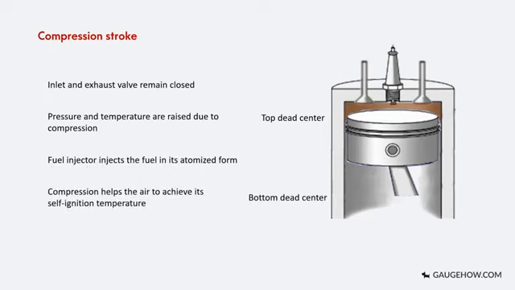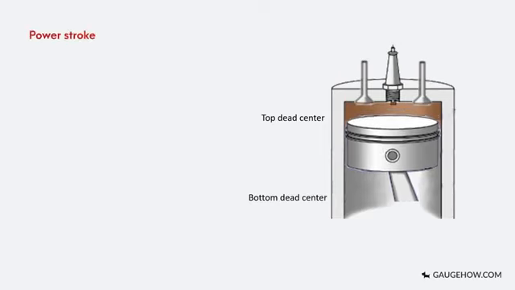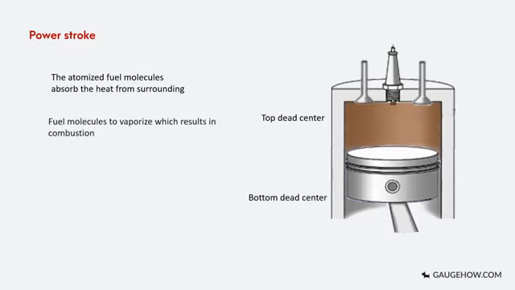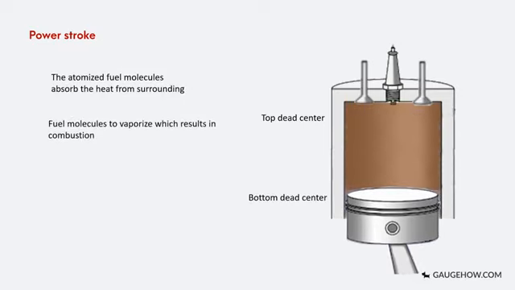After achieving the self-ignition temperature, in the power stroke, the air turns hot and the atomized fuel molecules absorb the heat from the surroundings. This leads the fuel molecules to vaporize, which results in combustion and a large amount of energy is generated. After the fuel injection is complete, the product starts expanding. Both the valves remain closed during this stroke.